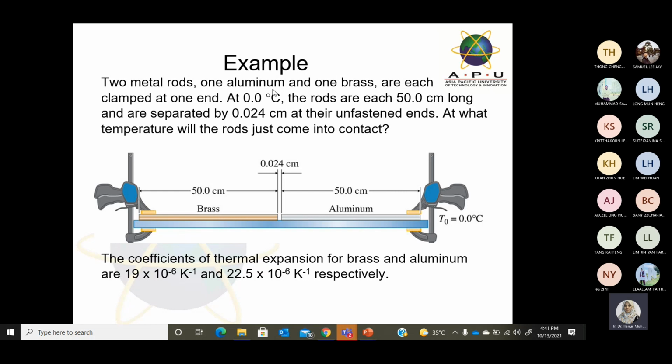Okay, two metal rods, one aluminium and one brass. Here brass on the left, aluminium on the right. Each clamped at one end. At 0 degrees Celsius, the rods are each 50 centimeters long and are separated by 0.024 centimeters. So they are not near, they have some separation in the middle here, at their unfastened end. So here the fastened end where they are clamped, here not fastened. At what temperature will the rods just come into contact? So they want to know, after you heat the thing until this one can reach, at what temperature will the rods just come into contact?